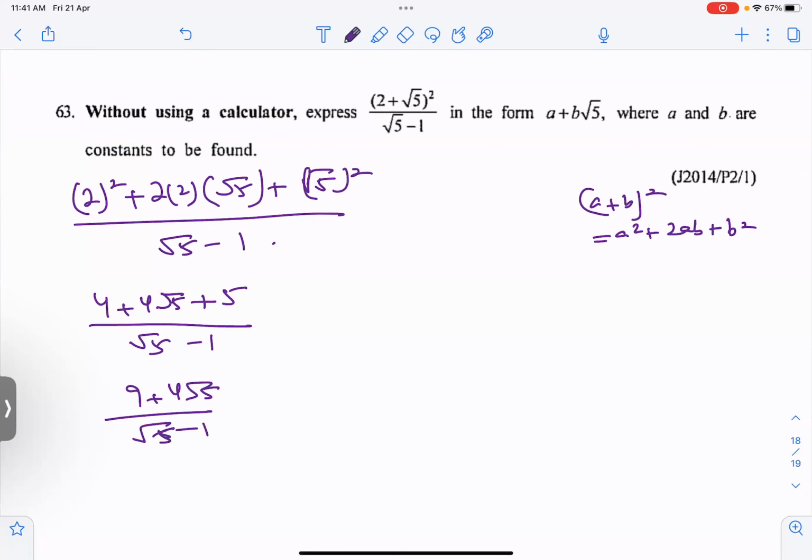Now, what I'm going to do is multiply both the numerator as well as the denominator by the conjugate of this. Okay, what is the conjugate of this? Root 5 minus 1 here, so root 5 plus 1 you have to multiply. Root 5 plus 1 upon root 5 plus 1.